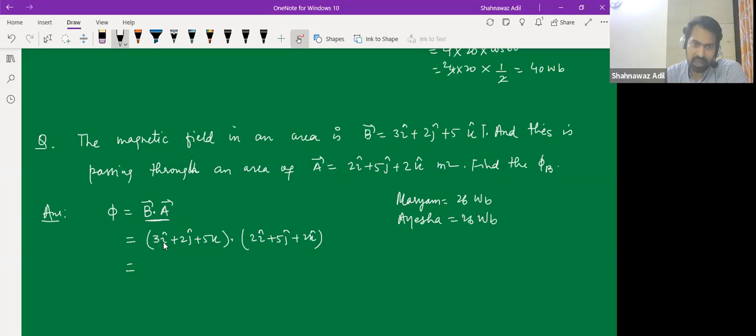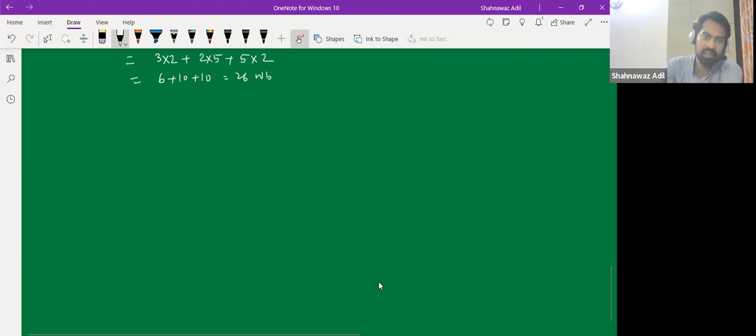So we know that only i dot i will survive. So this is 3 into 2 plus j dot j, so 2 into 5. And then this is 5 into... So then this would be what? 6 plus 10 plus 10, which is 26. Good, everybody. So now this was about the magnetic flux. Now the next is Faraday and Henry's experiment.